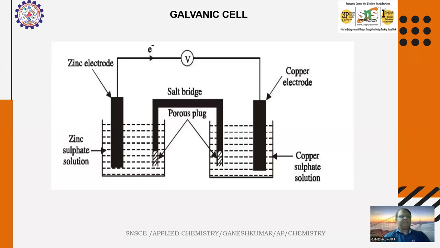This diagram represents the galvanic cell. One compartment contains the zinc electrode in zinc sulfate solution. Another compartment contains the copper electrode in copper sulfate solution. The connection is ensured through the salt bridge and through a wire.